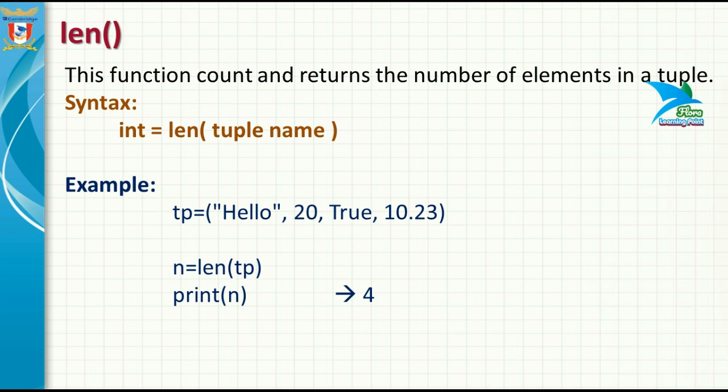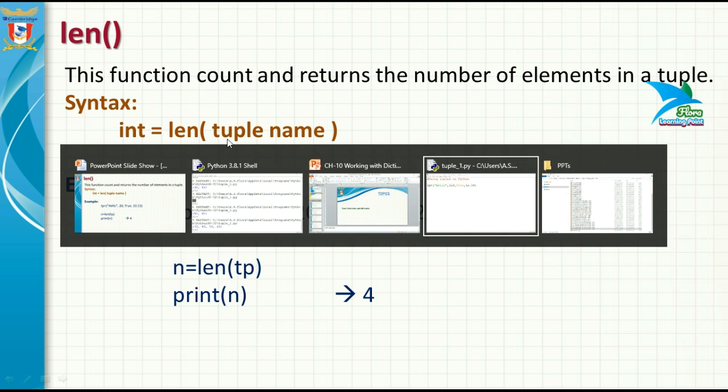So the first function that we'll discuss is the length function. As we know, the length function counts and returns the number of elements in a tuple or in any sequence type available in Python. The length function always returns an integer, that is a number, and we have to specify the name of the tuple inside the length function. So let's demonstrate how we can make use of this function.